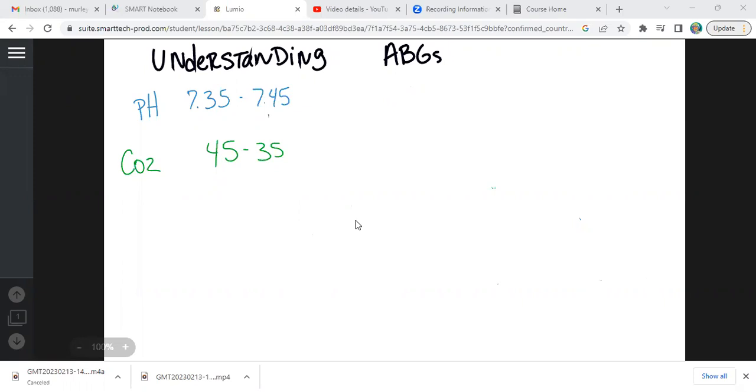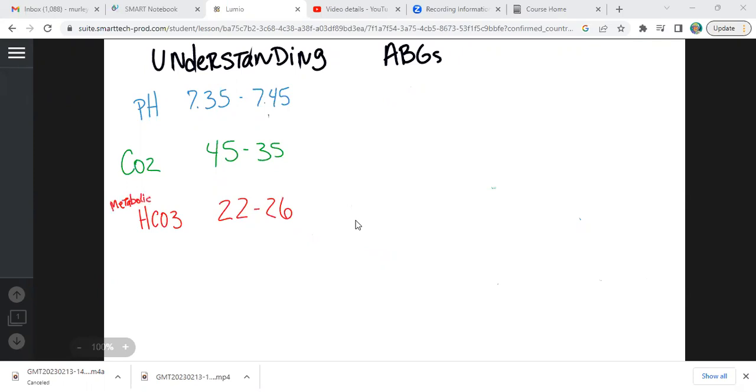And then there's another one you've probably never heard of. It's HCO3. That's the amount of bicarbonate that we're producing. And what does HCO3 stand for? Bicarbonate. Bicarb. What produces bicarb? The kidneys. So this is renal, which is metabolic. So I'm going to write metabolic above this.